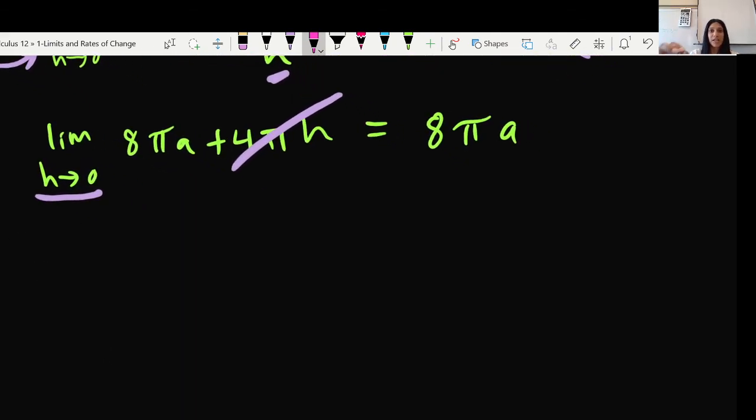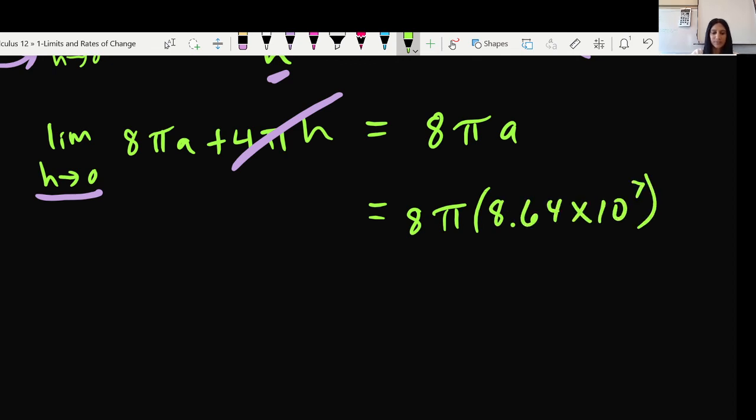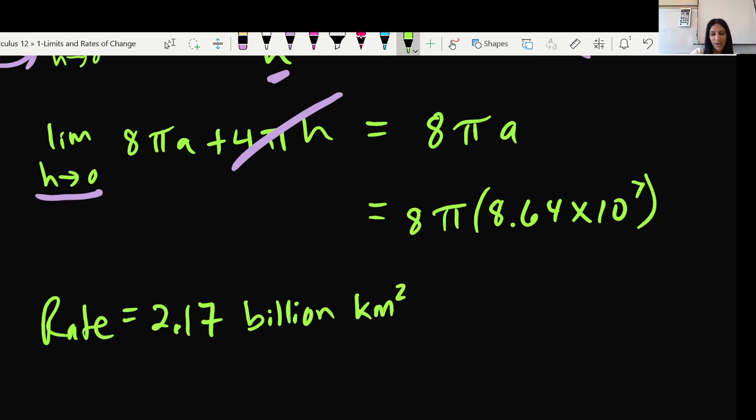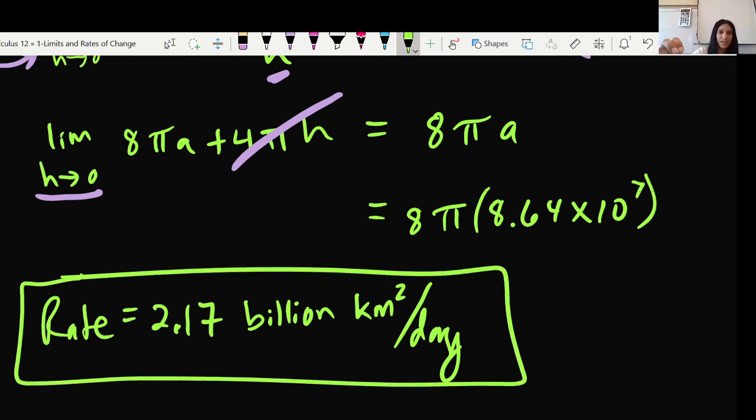So in our formula here, I'm going to write it just below here. We would have 8 pi times 8.64 times 10 to the 7. So our rate would be 2.17 billion kilometers squared per day. And that's what we would get.